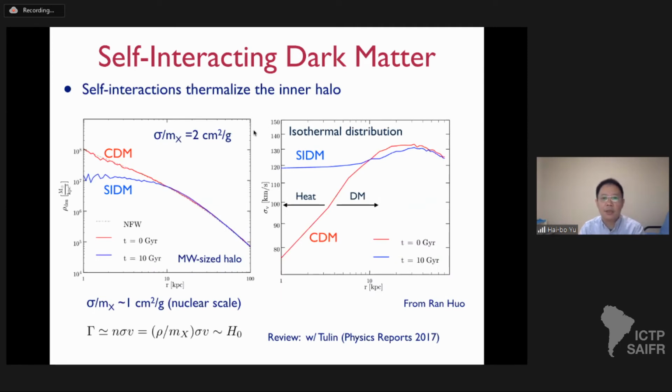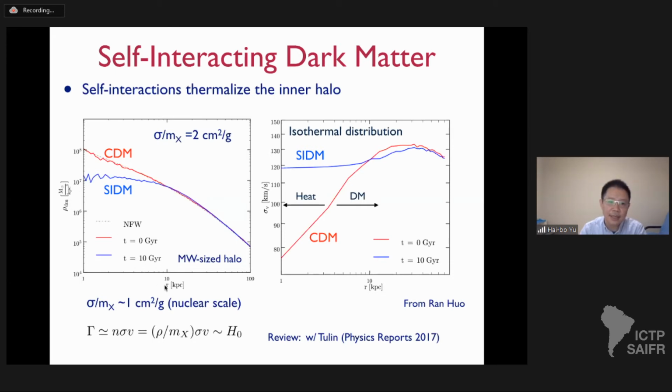So at this point, the assumption you have to make is that aside from gravity, there are collisions, there are self-interactions, and it can be measured by cross-section per mass, which is taken to be 1 centimeter squared per gram, which is close to the nuclear scale cross-section. So you can estimate it by demanding collision happens in the central region of the halo per galaxy, per age of the galaxy. And once you turn on self-interactions, you ask what happens.